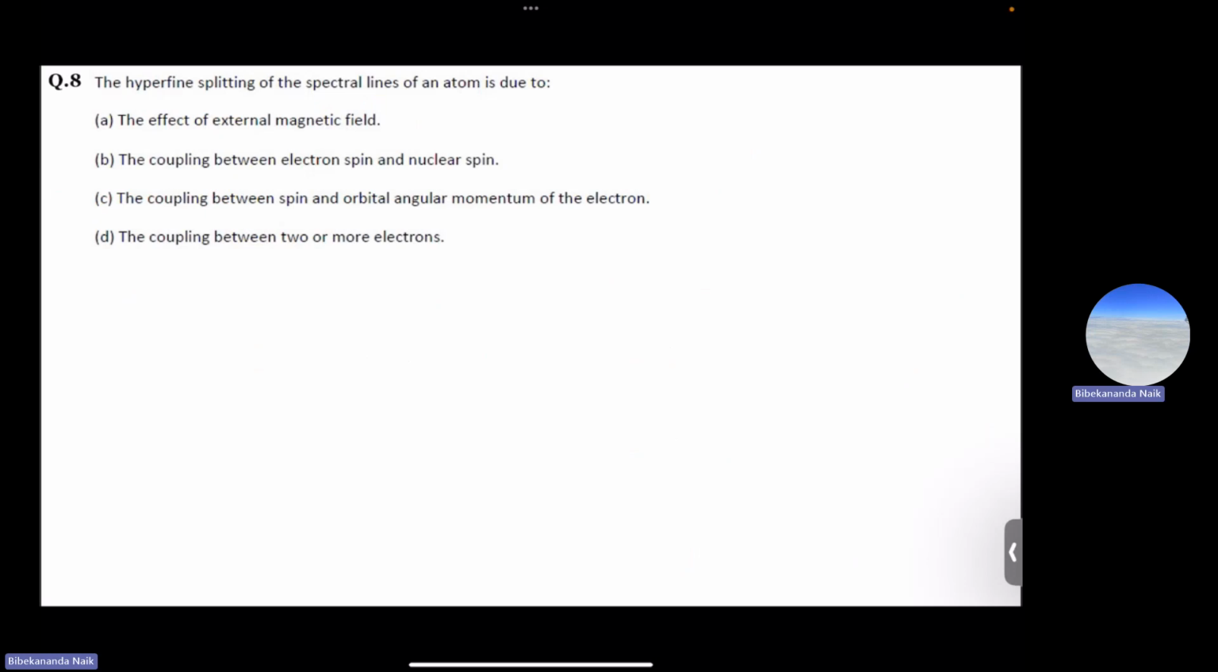Then question 8. The question says the hyperfine splitting of the spectral line of an atom is due to: option A, the effect of external magnetic field; option B, the coupling between electron spin and nuclear spin; option C, coupling between spin and orbital angular momentum of the electron; and option D, the coupling between two or more electrons.